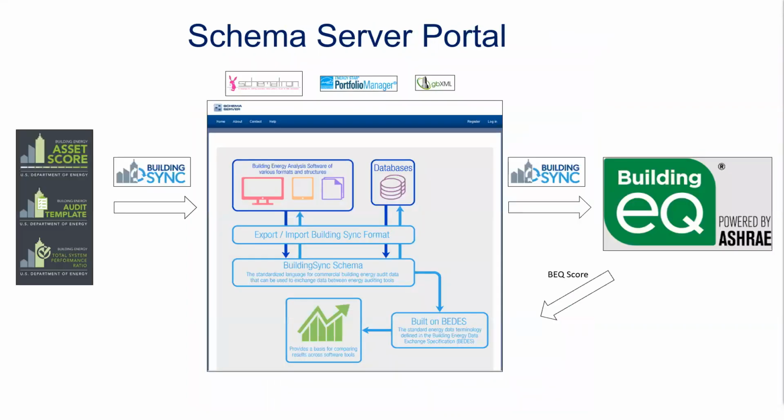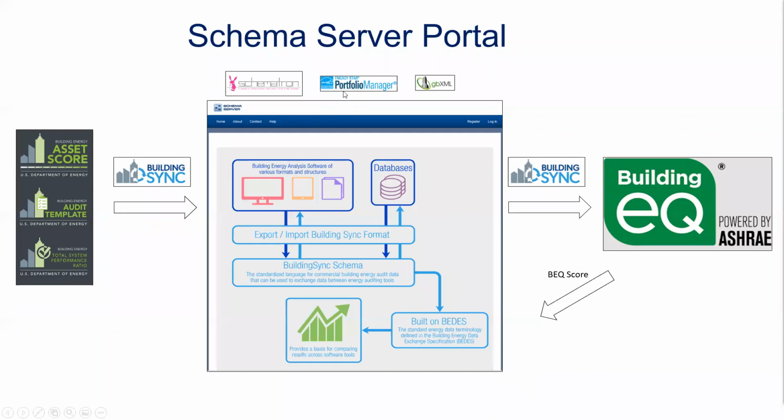All right, so this slide gives you an overview of how everything is interrelated. So I will explain it. It's a little busy. On the left here, we have Asset Score Audit Template, which I talked about. You create a project in Audit Template, save as BuildingSync XML, and import into this web-based Schema Server tool. Then Schema Server will use Schematron to validate it.